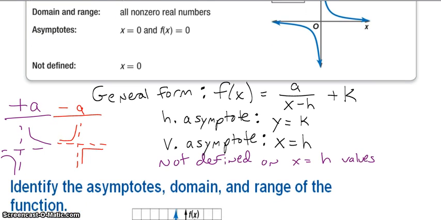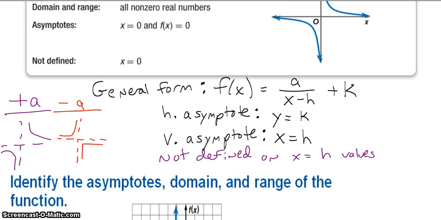Now for these functions in general, we'll have a on top, over x minus h, plus k. This should look familiar. Our horizontal asymptote will always be that k value. Our vertical asymptote will always be the h value, and remember the h is always the opposite of what it looks. The a value tells us how close or far away we are from the asymptotes, but more importantly tells us if we are in the theoretical first and third quadrant or the theoretical second and fourth quadrant.